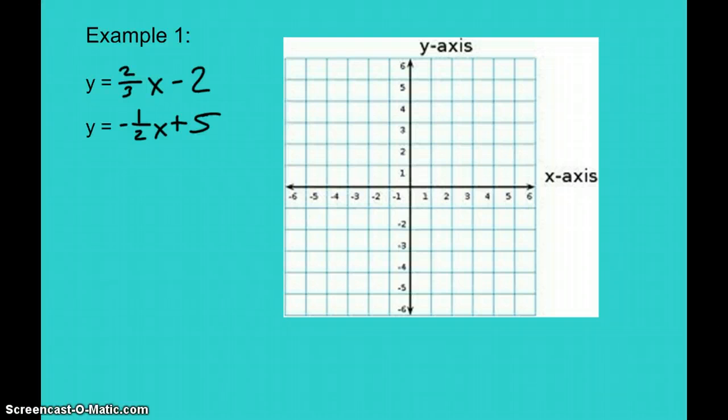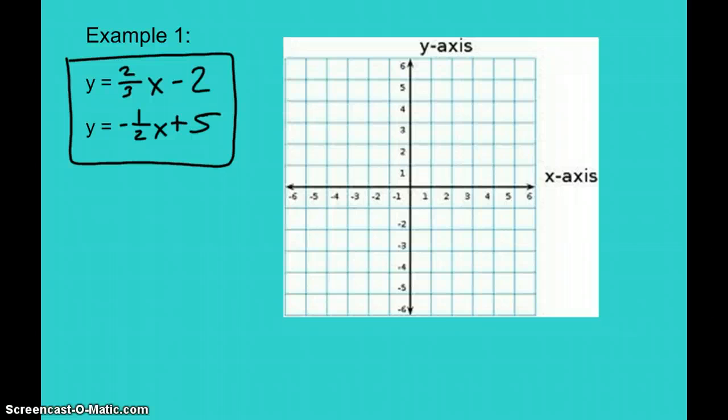This is a system of equations where we have both of these equations, y equals 2/3 x minus 2 and y equals negative 1/2 x plus 5, and we want to know what is the one point that would be a solution to both of those equations. So to do that, the easiest method right now would be to simply graph them and see if we can find the point where they intersect.